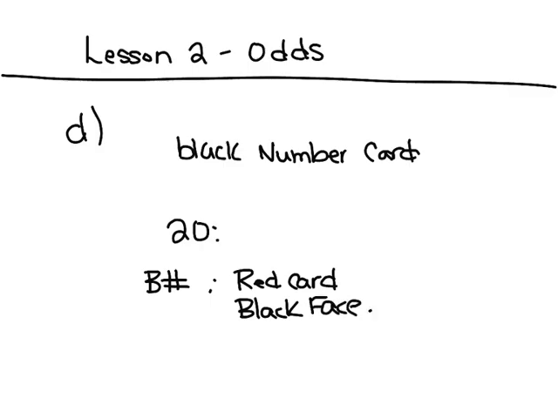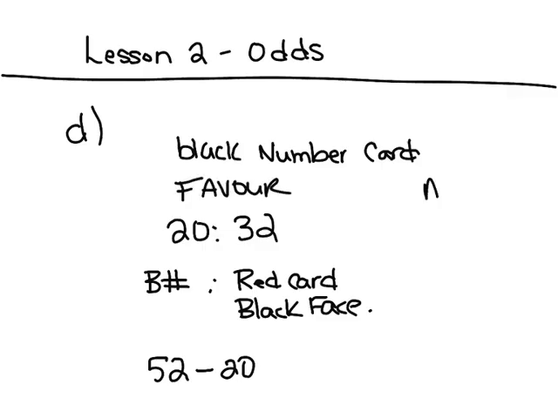So if we were to figure that out, if there's 52 cards in a deck, we minus 20, and we're left with 32. So the odds in favor are 20 to 32. The odds against, we just write it backwards, is 32 to 20.